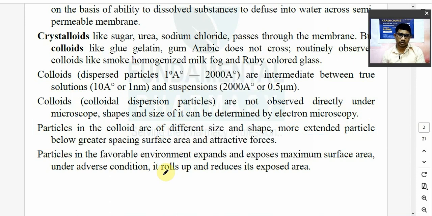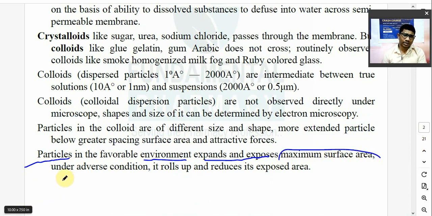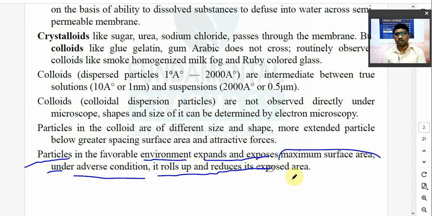Now when colloidal particles are in a favorable environment, जब colloidal particles को favorable environment मिलता है, so they expand, and after expanding they expose a maximum surface area. Under adverse condition, मतलब अगर उनका condition favorable नहीं है, so they roll up and reduce in size, and therefore the exposed area reduces.